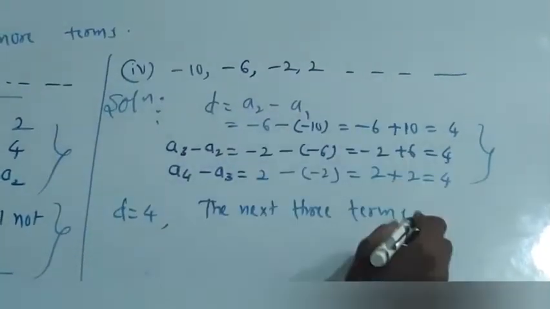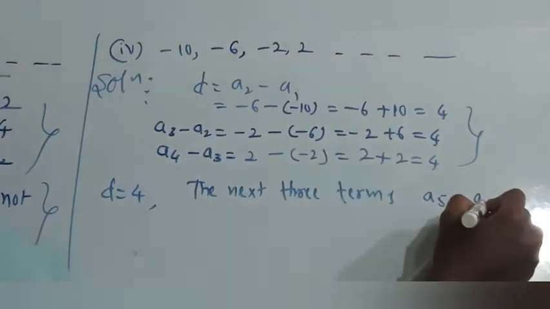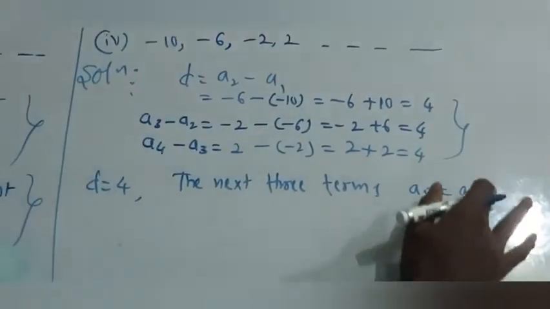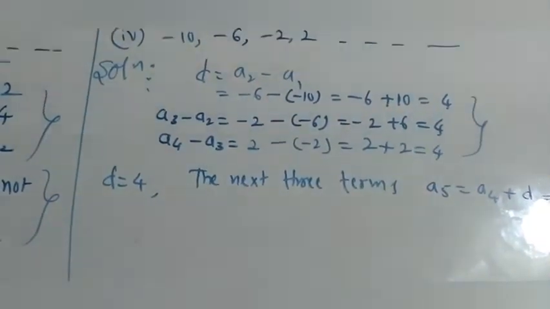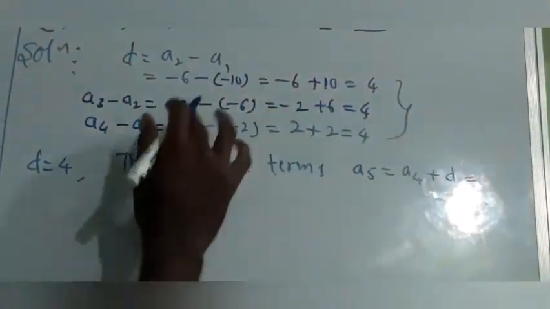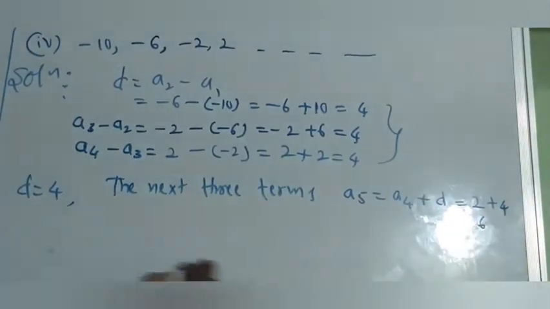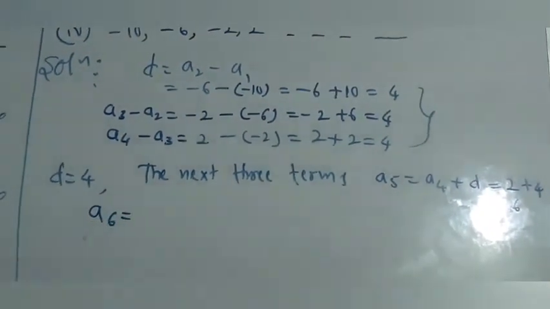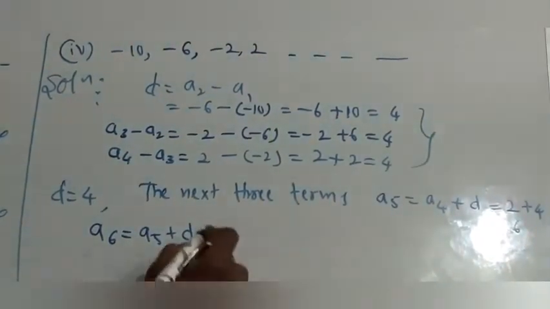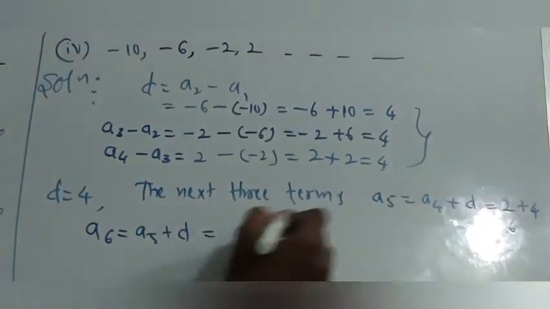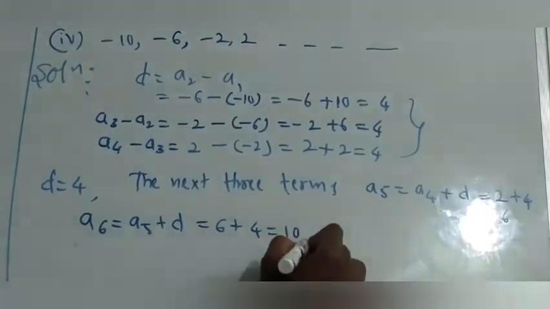A1, A2, A3, A4. Next, A5 is equal to A4 plus D. What is A4 here? A4 is 2. 2 plus 4 is nothing but 6. Next A6. To get A6, what should I do? A5 plus D. What is A5 here? 6, plus what is D? 4. That is 10.